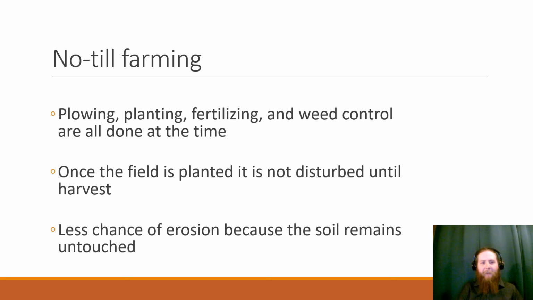And then our last method, we use no-till farming, where we do the plowing, the planting, the fertilizing, and weed control all at the same time. So we're only going over the field once. Once we plant the field, it's not disturbed again. And this reduces the chance of erosion because we're not going over and tilling the soil, planting seeds in the soil, and fertilizing over the soil, doing all these different steps that each time disturb the soil and increase the chance of erosion and weathering.